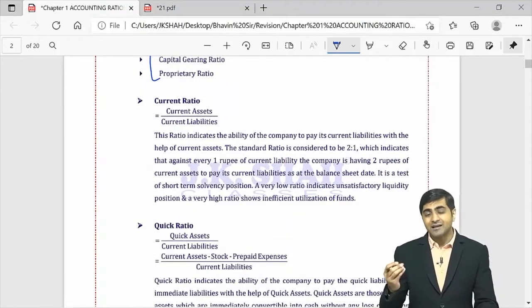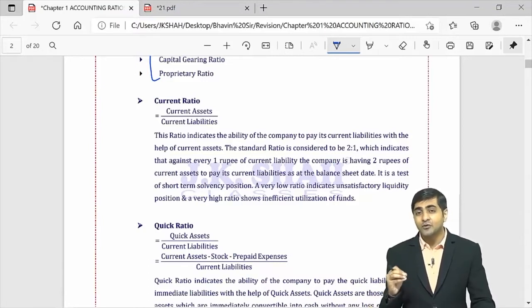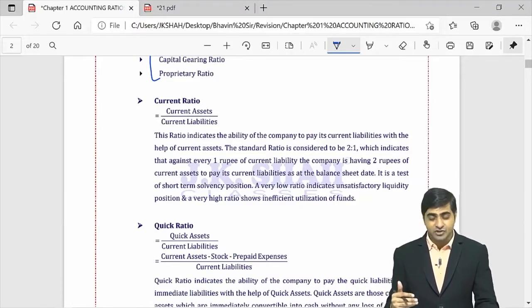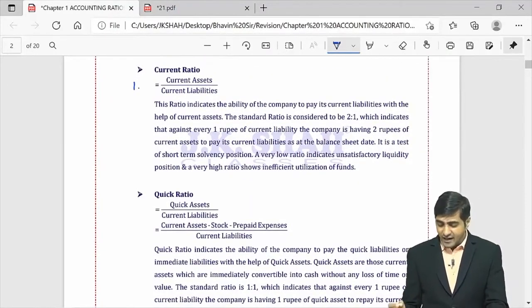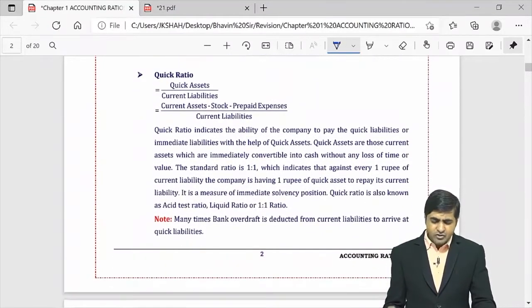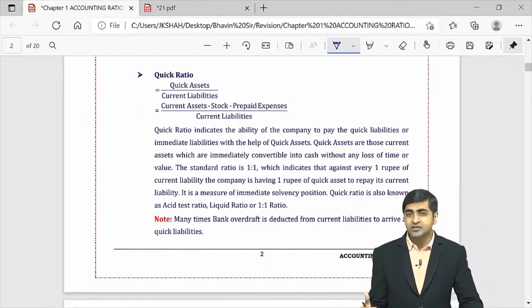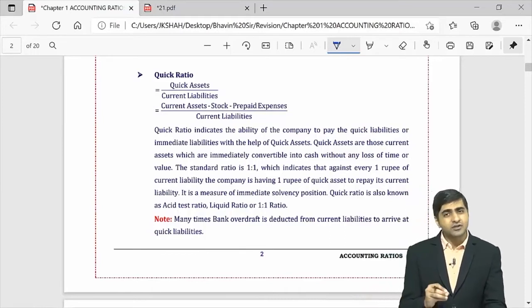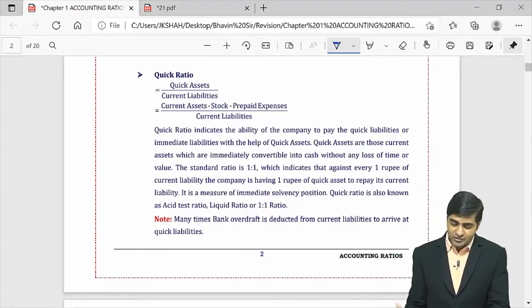So your current ratio is nothing but current assets upon current liabilities. And guys, this particular ratio will help you to understand what is the short-term solvency position, right? And guys, the standard ratio you have to remember will be considered as 2:1. Guys, if this ratio is tremendously high, then you can put it like this, that there is inefficiency in utilization of funds. And if this ratio is lower, then we can also say that there is lack of short-term solvency with the particular company, right? So the standard ratio for this particular ratio is 2:1.